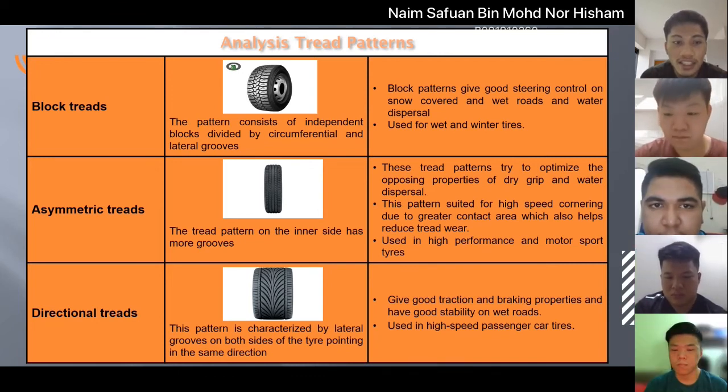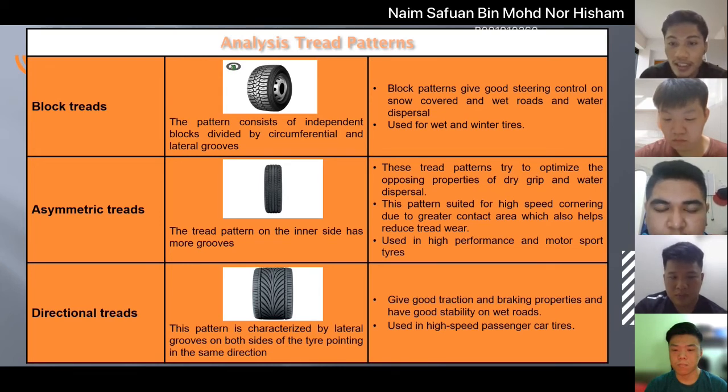Okay, lastly, is the directional tread. This pattern is characterized by lateral grooves on both sides of the tire pointing in the same direction. So the benefit of this tread pattern is that it gives good traction and braking properties, and also it has good stability on wet roads. So usually this tread pattern is used in high-speed passenger car tires.